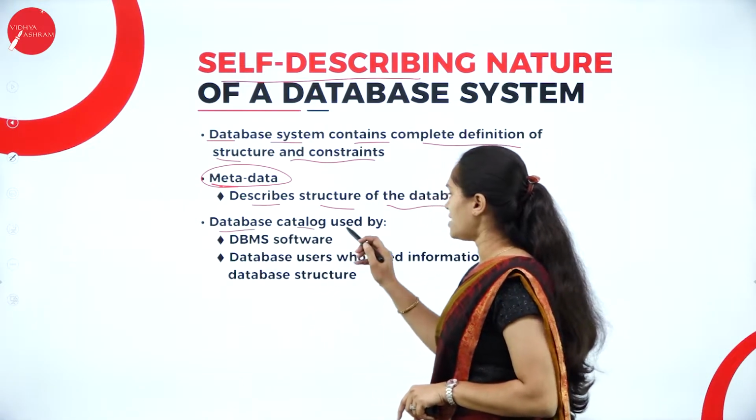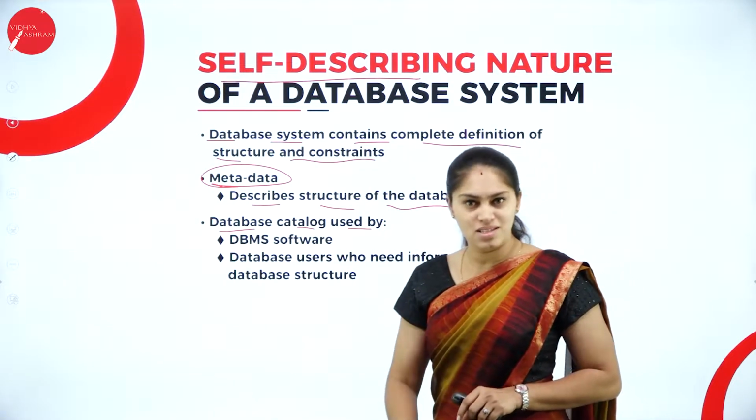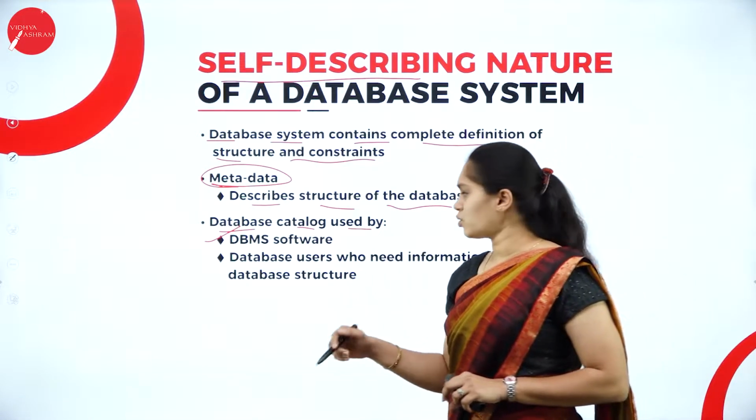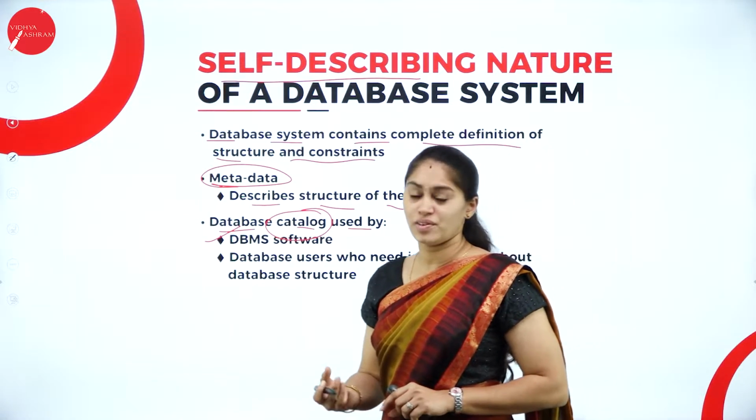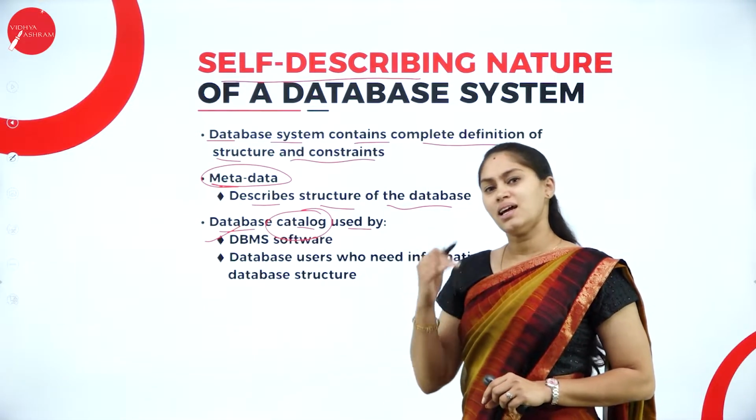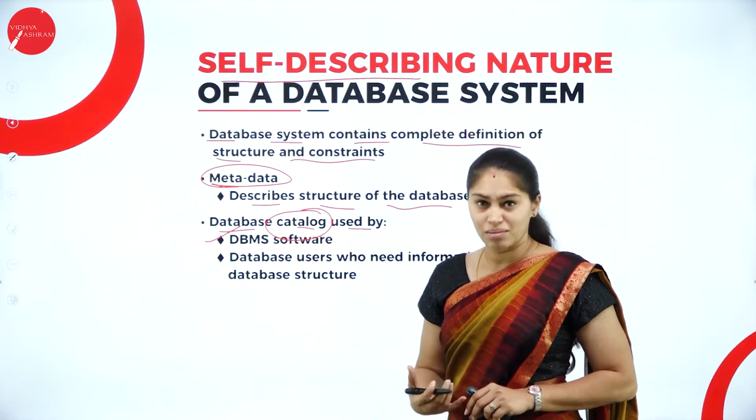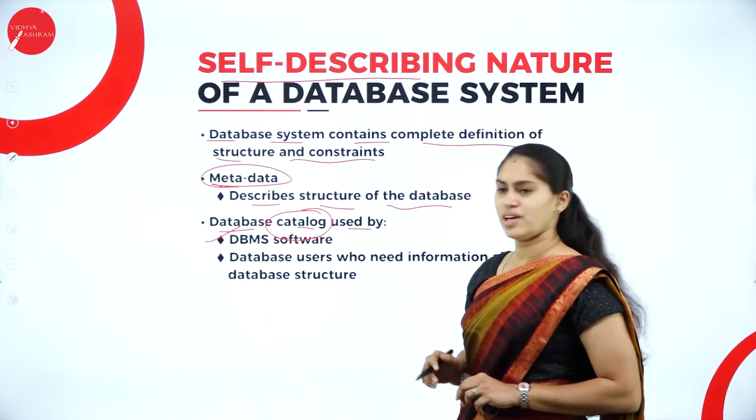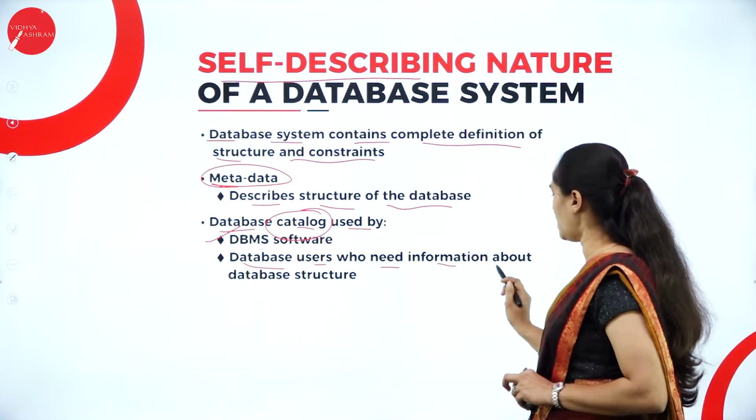And also, who is going to use this database catalog, and for what purpose? The DBMS software. In the DBMS software, we use this database catalog because, for example, if I am building software or writing code in order to access the content of a database, then I must know the structure of the database, what the definition of that database is, how many tables it comprises of, and what operations I want to do. So based on that, the DBMS software is going to use this database catalog.